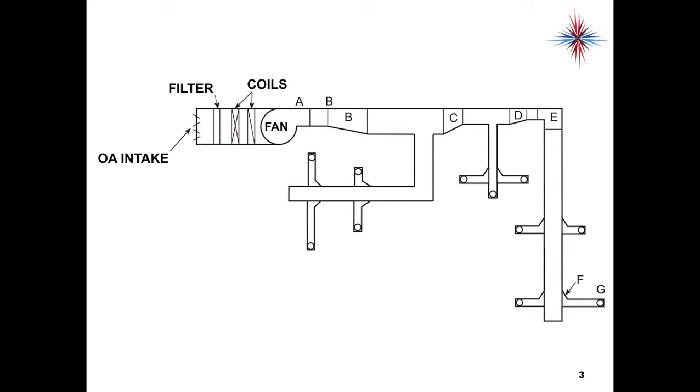Okay, so let's take a look here. We have a full system here. We have filters, we have outside air intake, we have coils. By the way, that could be return air intake as well. We have a fan. We have 3 different takeoff runs. The takeoff between point B and C, I have 4 diffusers. C and D, I have 3 diffusers. And then E, which is the final run, I have an additional 4 diffusers.